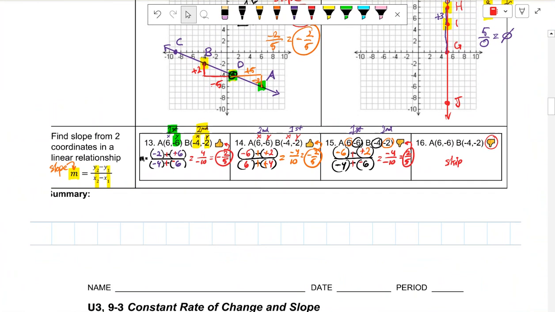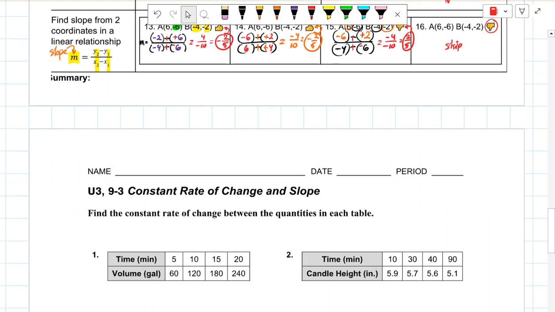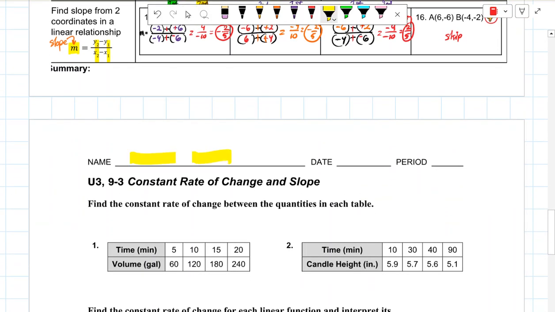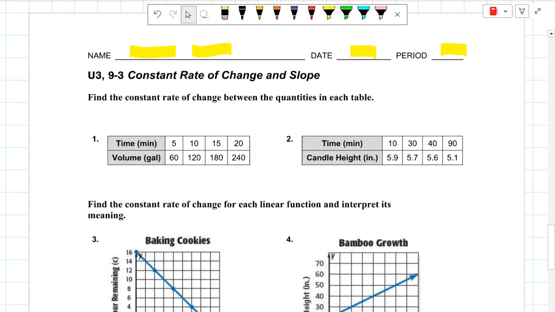All right, that does it for the lesson. Now you're going to put your first name, last name, date, and period. And I'm going to do some odds here with you. On the first one, it says, find the constant rate of change between the quantities in the table.